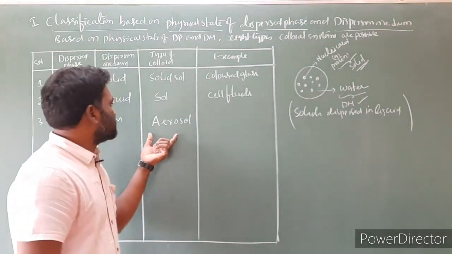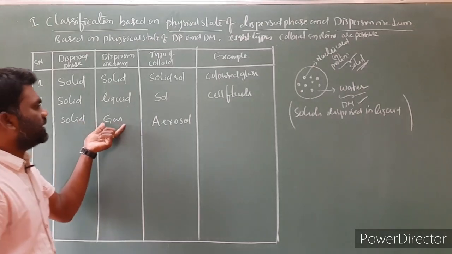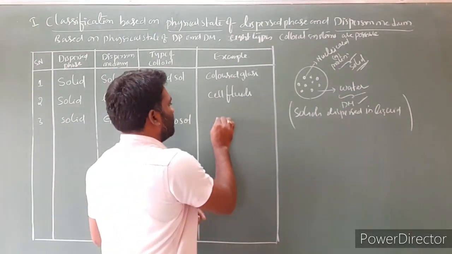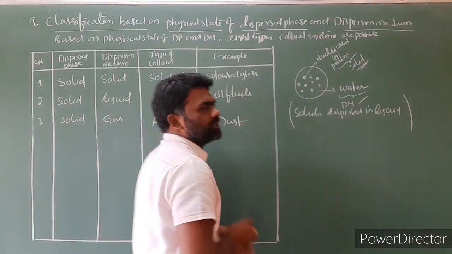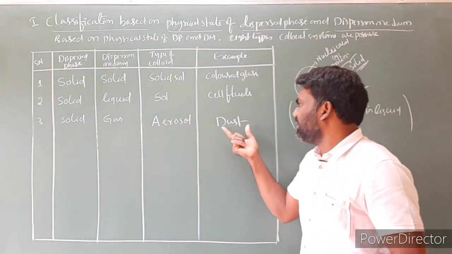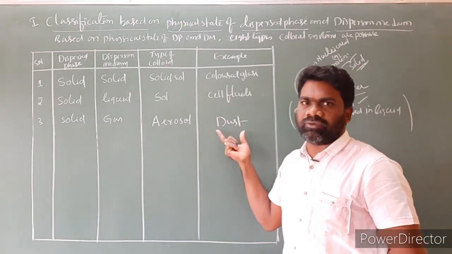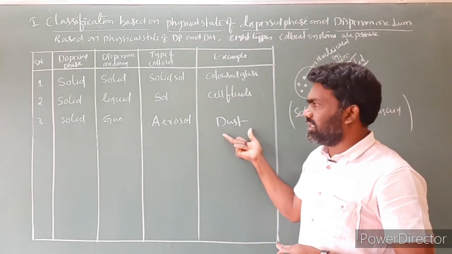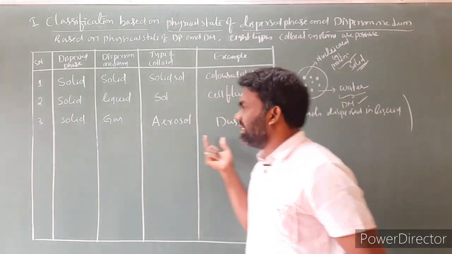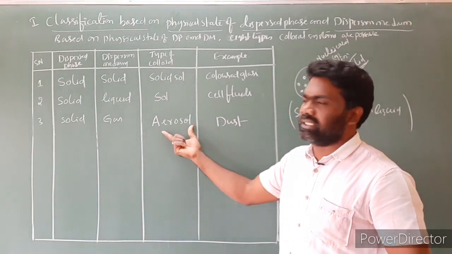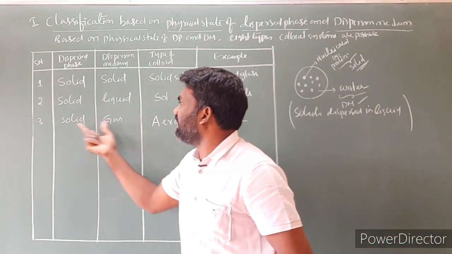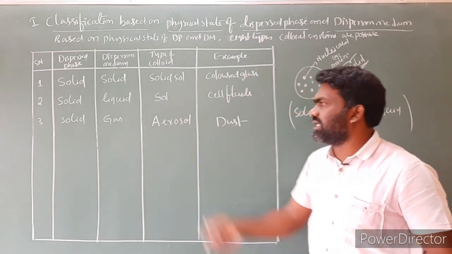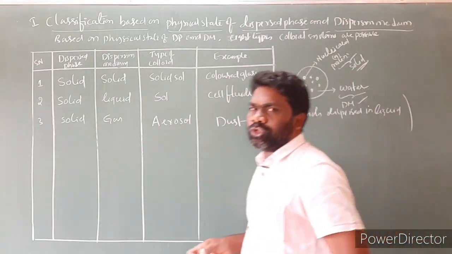Solid in gas we have to call an aerosol. In aerosols, solid is dispersed in gas. An example for aerosol you can take is dust. The size of the dust particles present in the air is in the colloidal range. So the dust present in the air is an aerosol. It is an example of a solid in a gas. Solid in gas is called an aerosol. This is the third category.